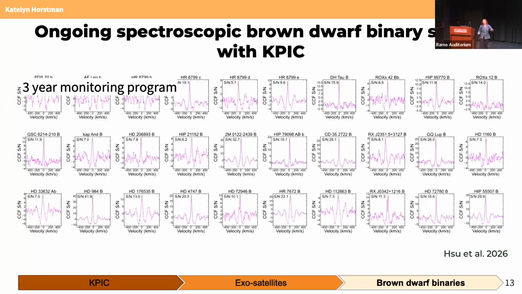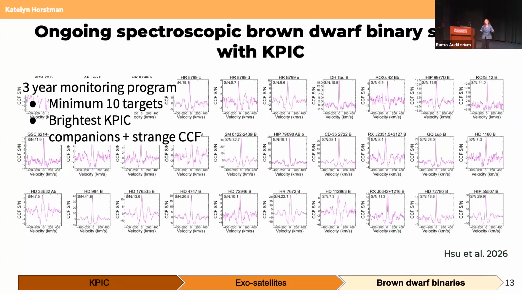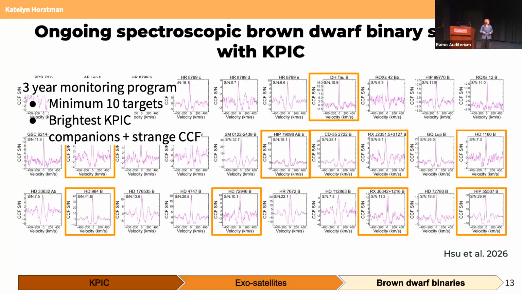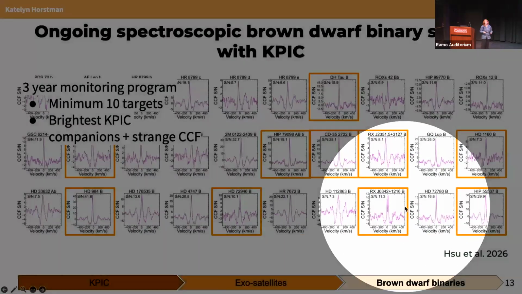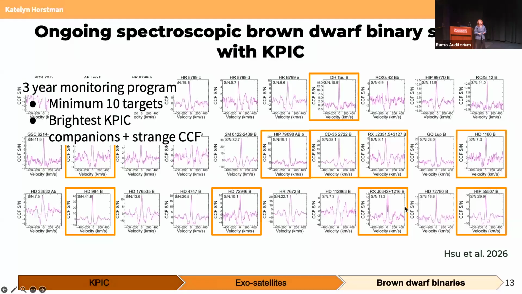And we wanted to do a 3-year monitoring program to study a minimum of 10 targets and get 1 epoch per year of the brightest KPIC companions and those that have strange CCFs. So I've highlighted some of those here for us to look at, again, the brighter ones with higher SNR, and maybe ones that have double peaks in their CCF, which could indicate it could be a spectroscopic binary.